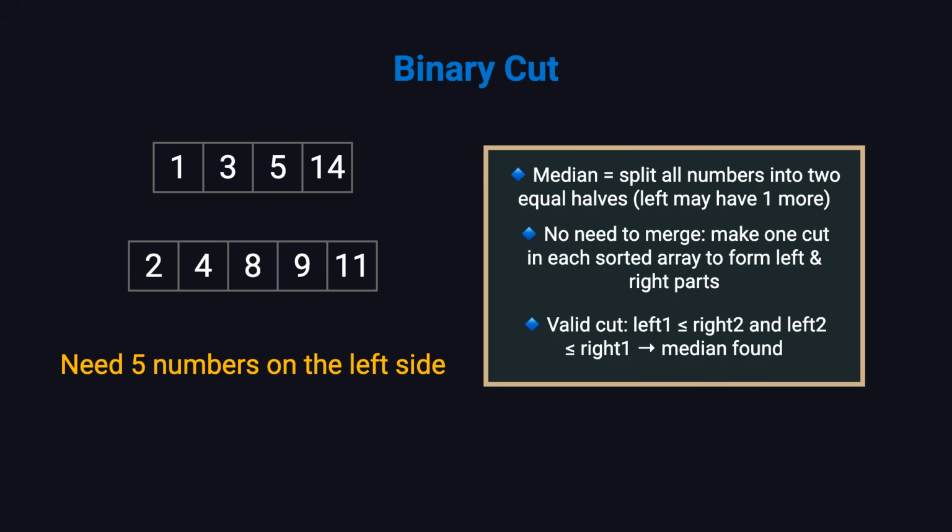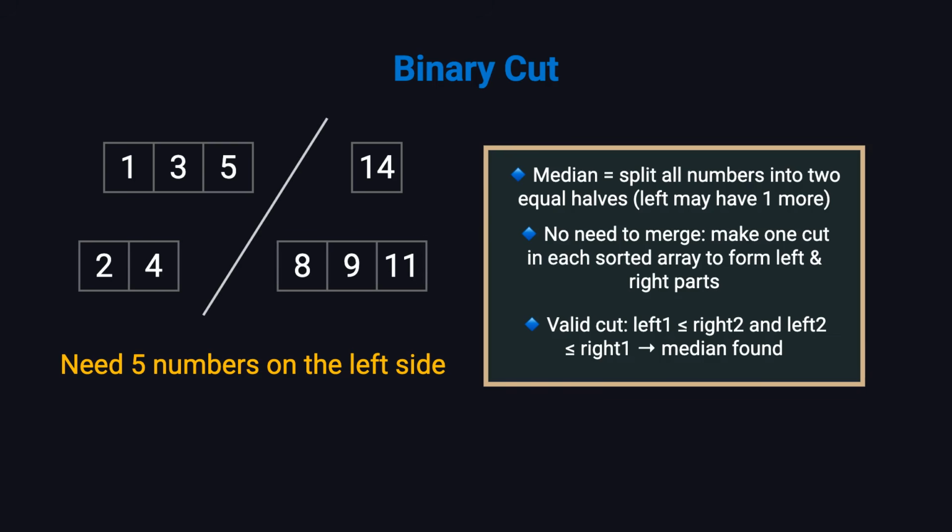Second cut. Since we were too low last time, the search range narrows to the third and fourth elements. We pick the middle and cut between 5 and 14. Now numbers 1's left side is 1, 3, and 5, and its right side is just 14. Numbers 2 needs to contribute 2, so we cut between 4 and 8. Numbers 2's left side is 2 and 4, and its right side is 8, 9, and 11.